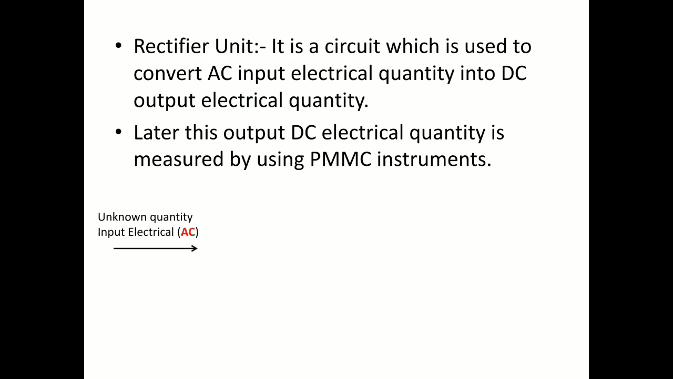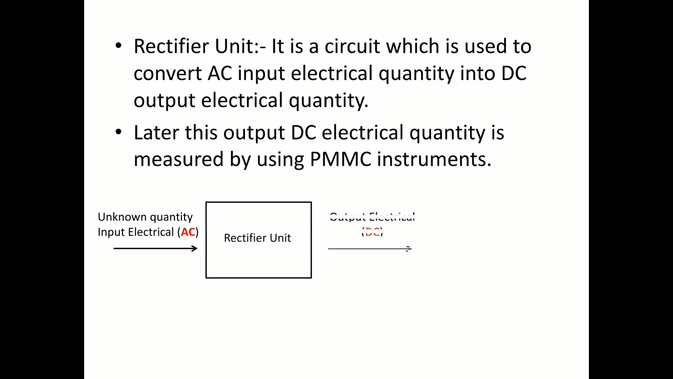So the working of rectifier instrument can be explained by this pictorial view. So we are having input electrical quantity which is AC in nature. This quantity is provided as an input to a rectifier unit which converts this AC into DC. So the output of rectifier unit is again an electrical quantity, but the nature is DC. Now this DC quantity is measured with the help of PMMC type instrument. So with the help of this we can conclude that these are the two basic elements which are available in any rectifier type instrument. First one is rectifier unit and second one is a PMMC instrument.